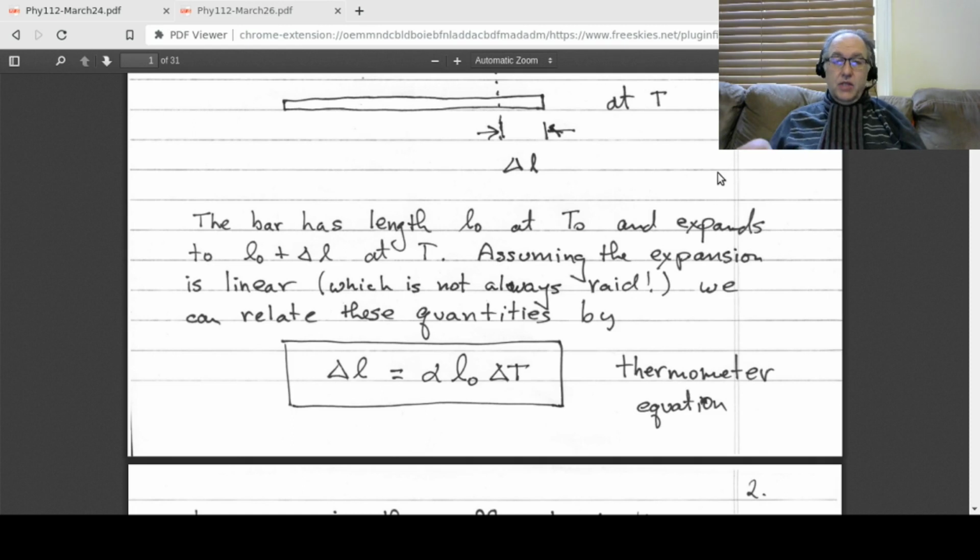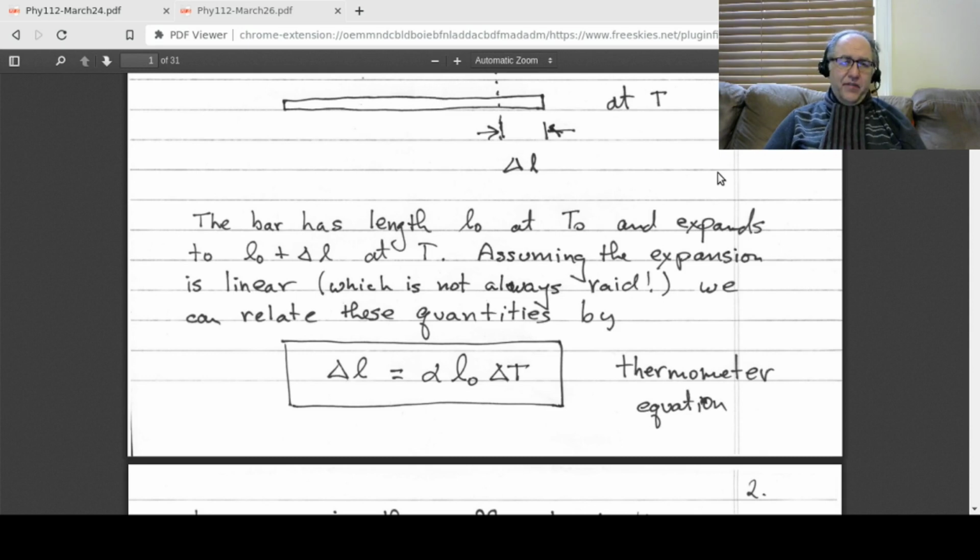There's the L naught, which is the original length, and you have to have that in there because the amount of expansion you get will be twice as much if your bar is twice as long, okay, because there's more of the bar to expand. We actually even saw that when we looked at elastic moduli and so on. If the length of material is longer, there's more of it to stretch. In this case, if there's more of the material, then more of it will expand, and so the delta L will increase linearly with the original length.